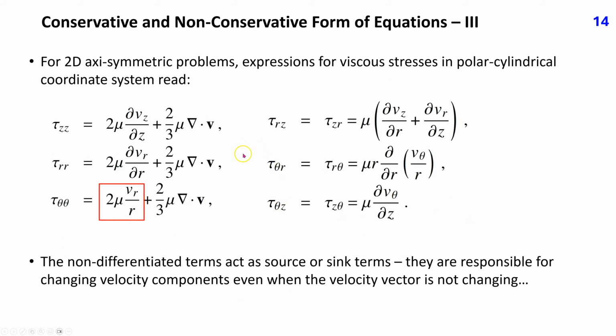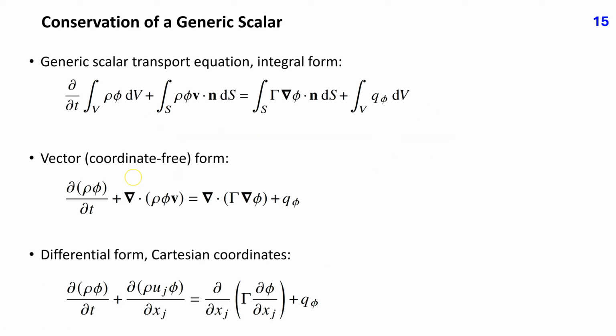These expressions represent viscous components of the stress tensor expressed in polar cylindrical coordinates. One non-differentiated term is present in stress components too. See the framed term in red. All conservation equations have a similar form.